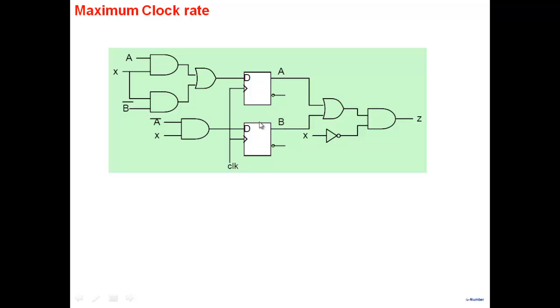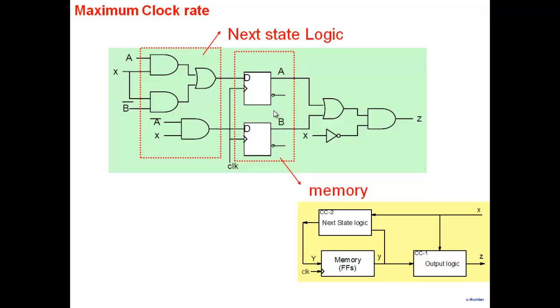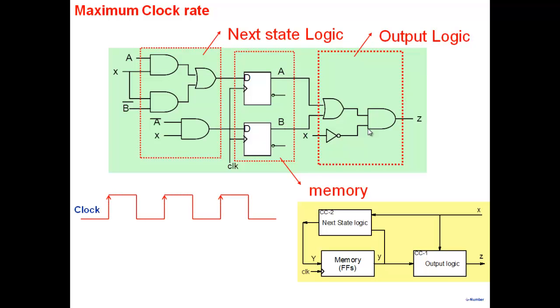So let's look at it. This is the next state logic. The next state logic produces the D values here, which get latched on the next clock cycle. This is the memory here, and this is the output logic here. So let's look at the clock and decide what is the minimum time period that we can use, and still the system works properly here.